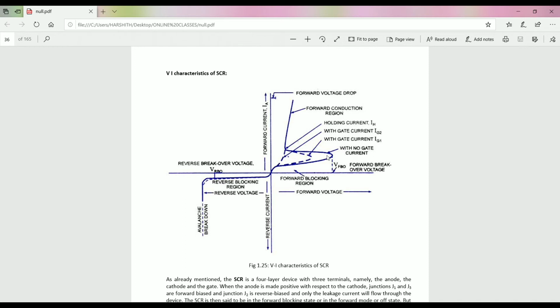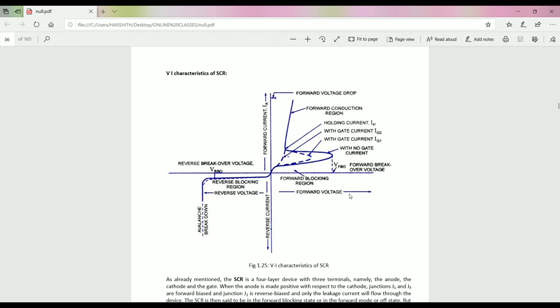It shows that if the gate bias is used, then as the gate current increases, less voltage is required to turn on the SCR. Okay, with the gate current, this is the IG1, IG2, and the holding current is IH. This is the forward region.